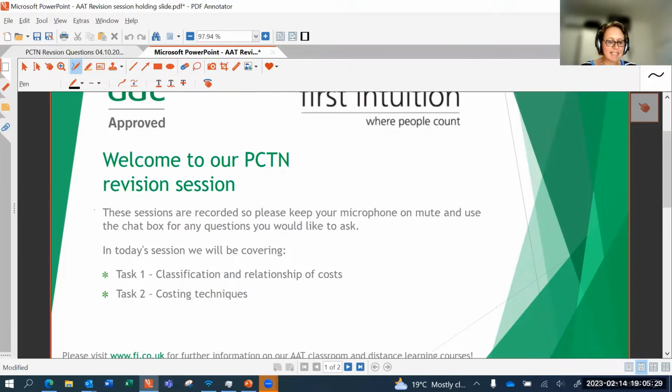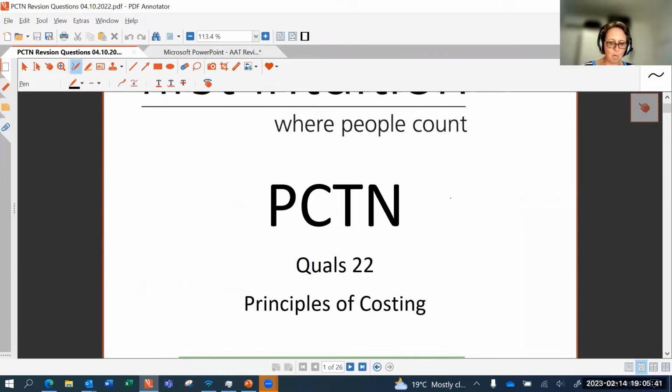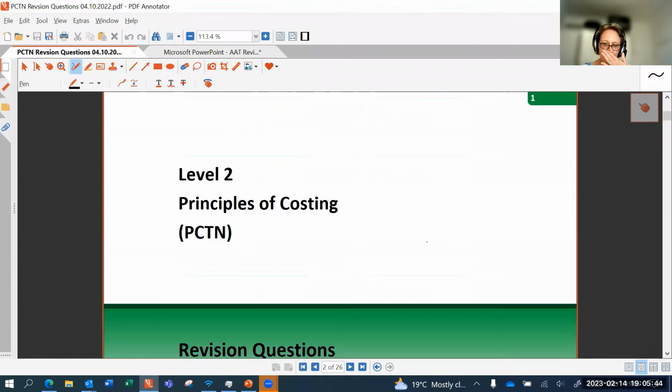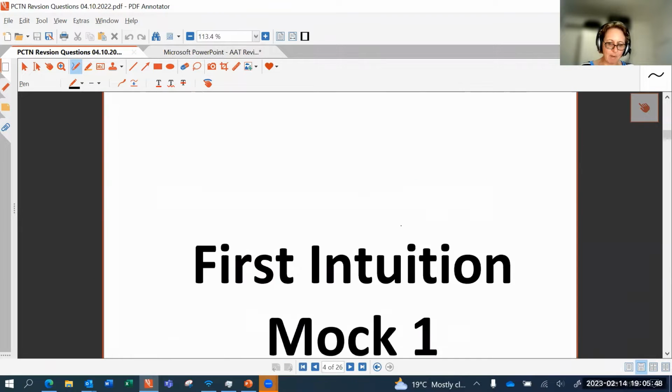So this evening, as I said, task number 1, we're going to look at classification and relationship of costs. And task 2, we're going to have a look at costing techniques. So without further ado, I'm going to open up the set of revision questions. If you are an FI student, they are mock number 1.